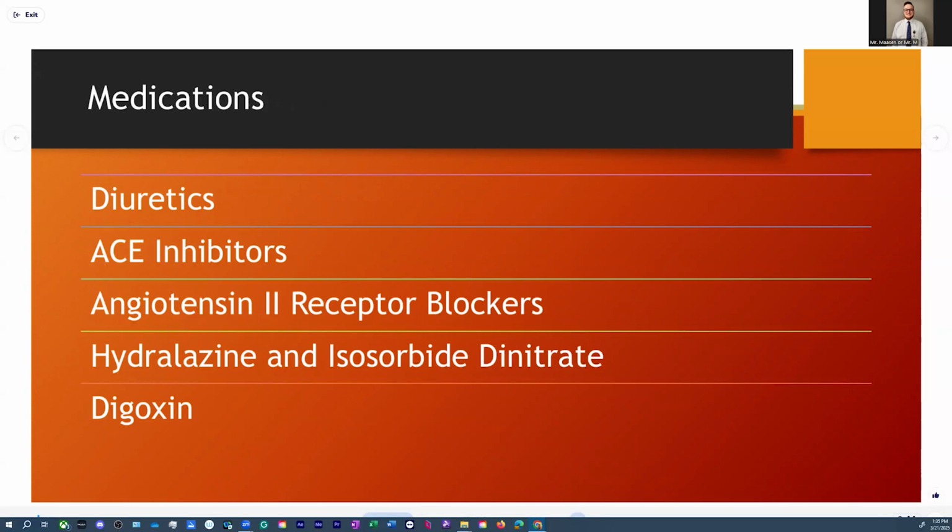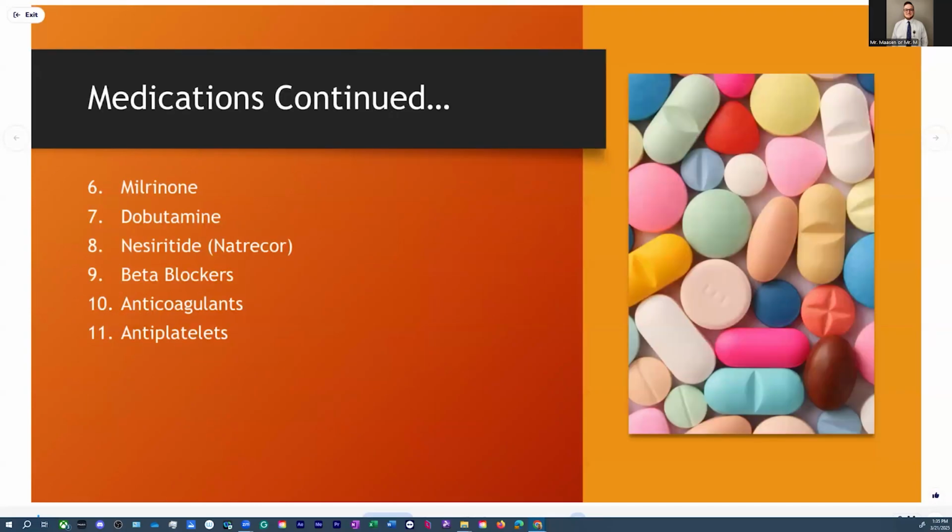Again, medication wise: blood pressure medications, ARBs, ACE inhibitors, diuretics for sure. Digoxin is a medication that basically treats heart contractility. Dopamine, beta blockers, anticoagulants, antiplatelets, because the sluggish blood flow is going to make them more at risk for blood clots.